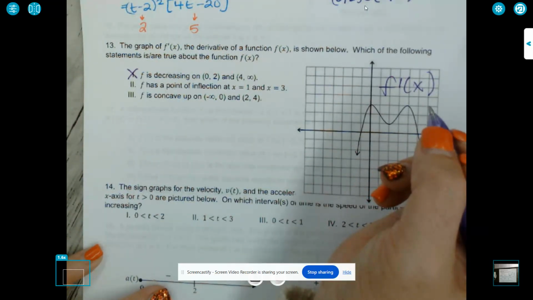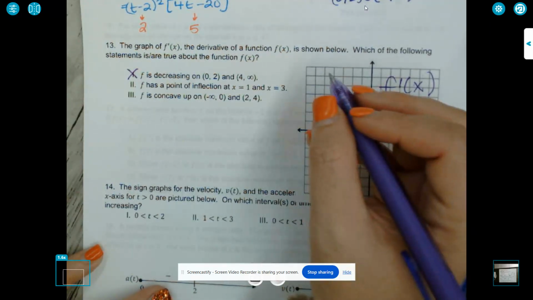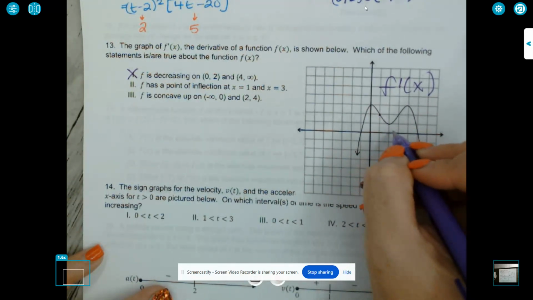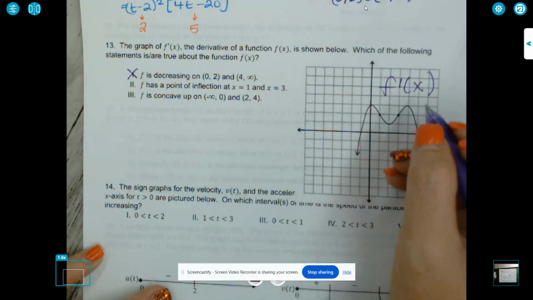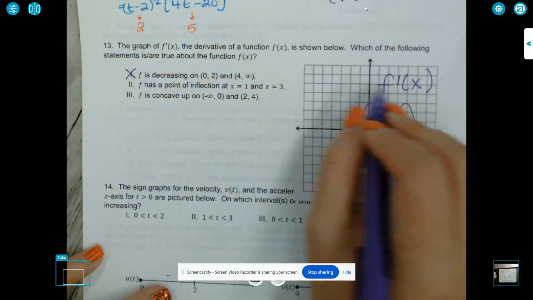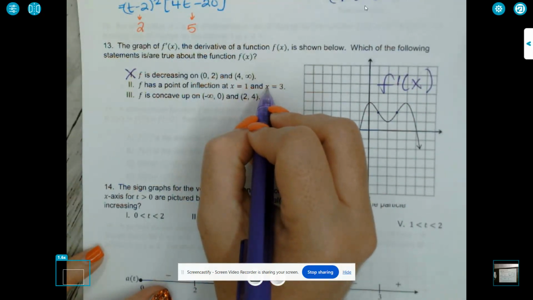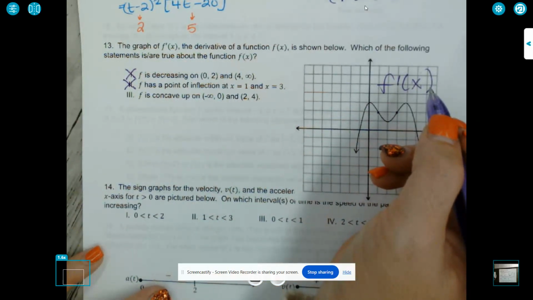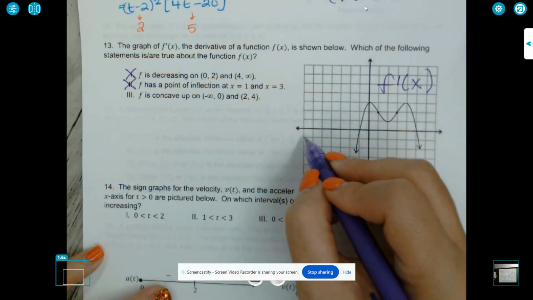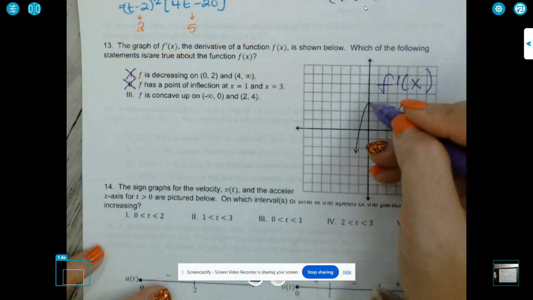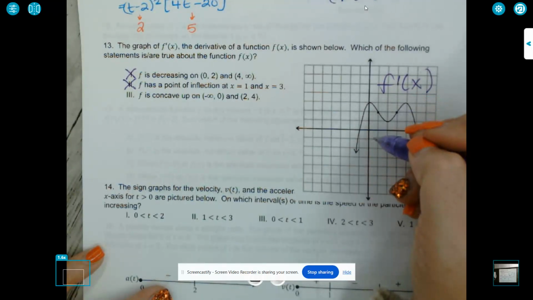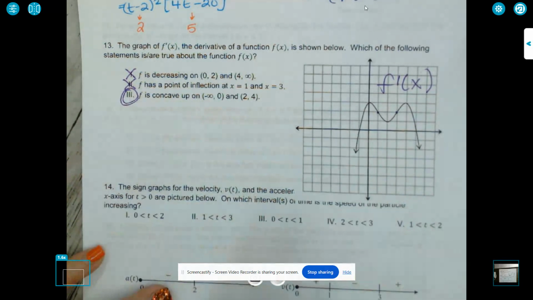All right, f has a point of inflection at x equals 1 and x equals 3. So a point of inflection would be the extrema of the graph. So let's see, x equals 1 and x equals 3. Okay, but again, this is the graph of the derivative. So a point of inflection at 1 and 3 would be extrema of this graph. So that is not the situation. And number 3, f is concave up on negative infinity up to 0. So we are increasing, so we are concave up. Okay, so that one will work.